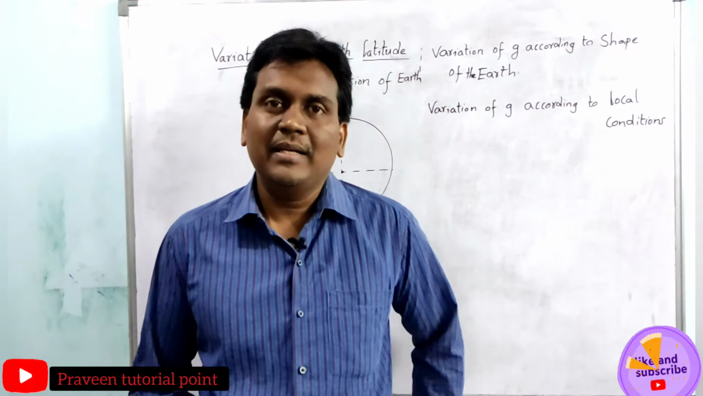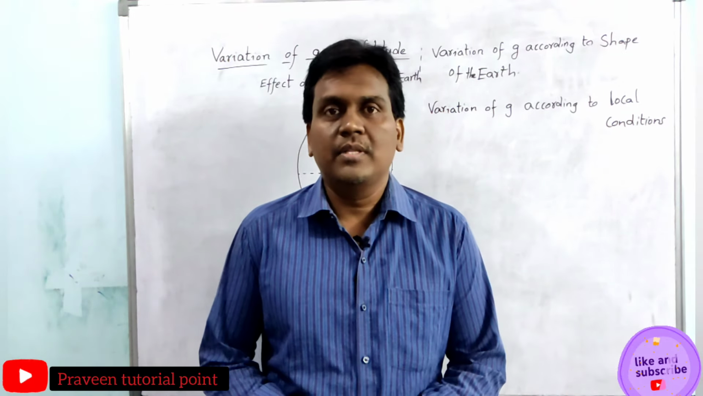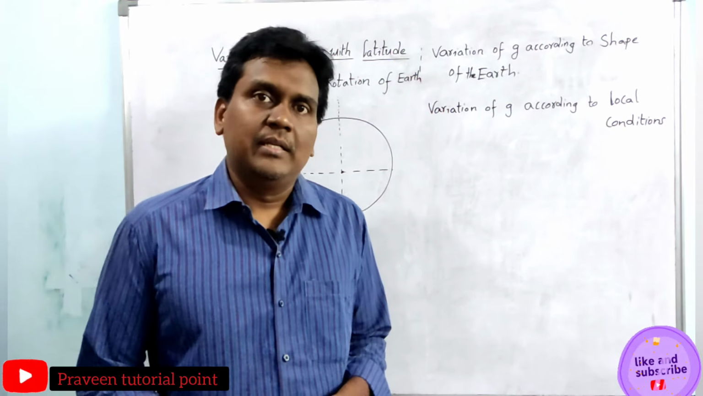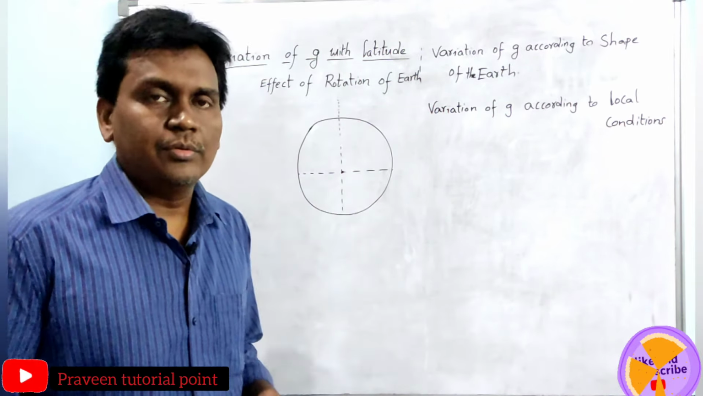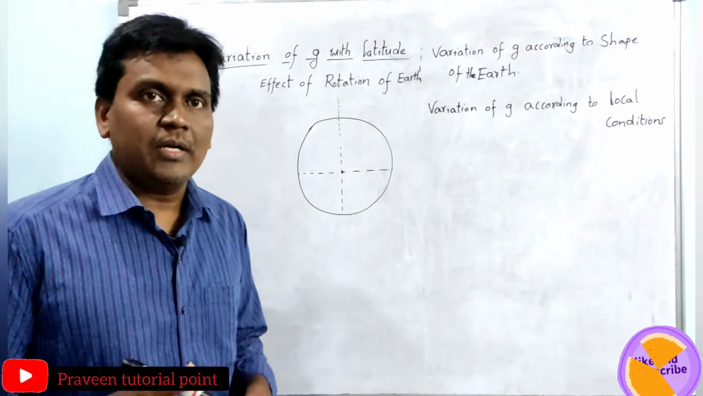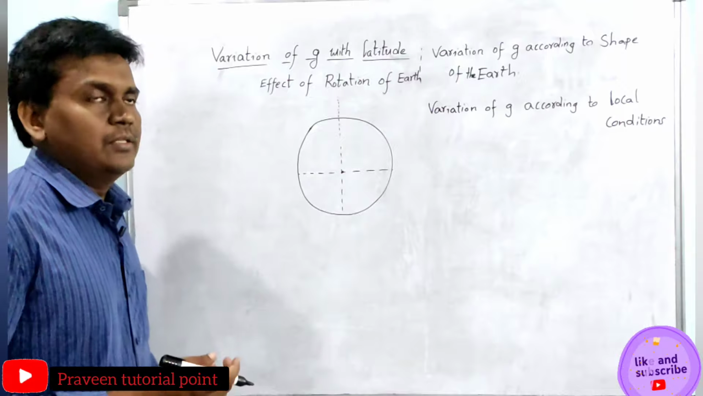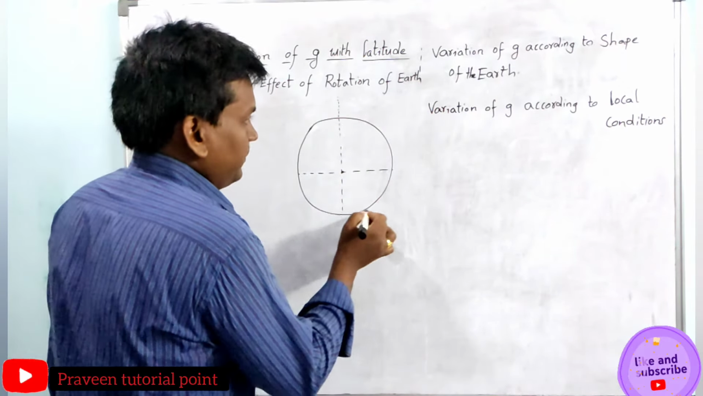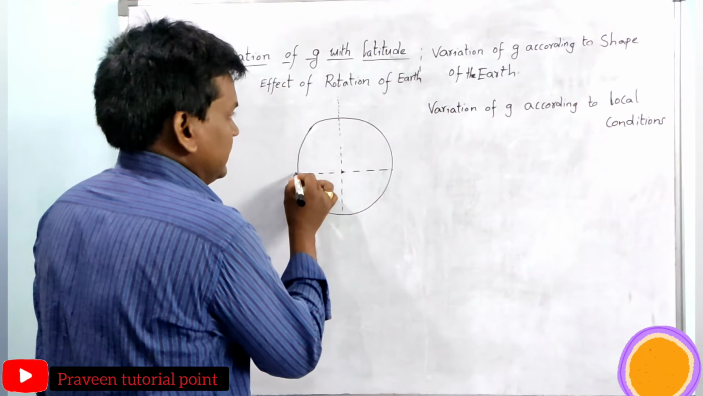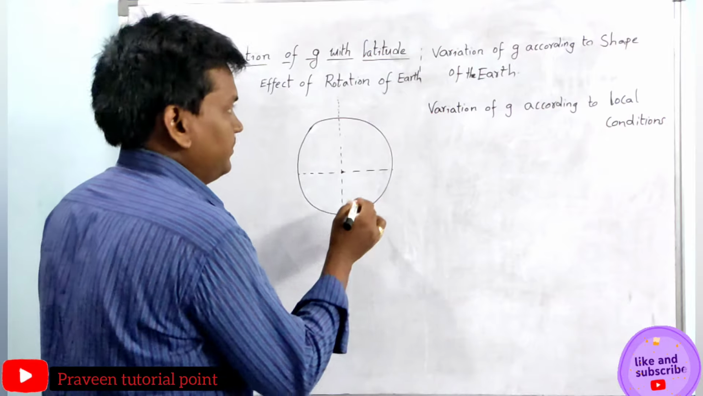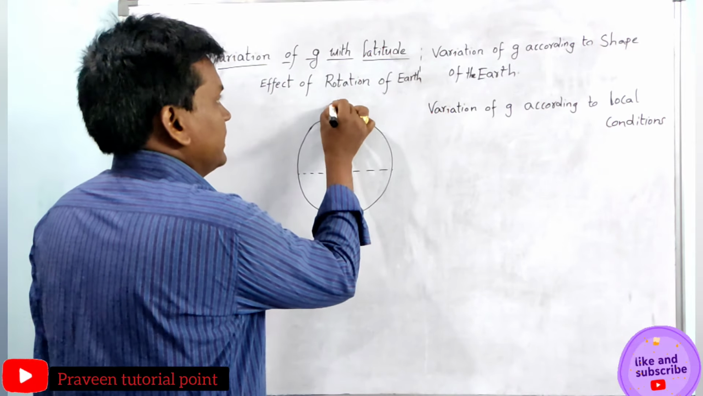Hello everyone, welcome back. In this session we are going to discuss the variation of g with latitude. Latitude means, due to the rotation of the earth, what are the changes in g. So this is the earth, and this is the horizontal axis and this is the vertical axis. Earth is rotating like this.